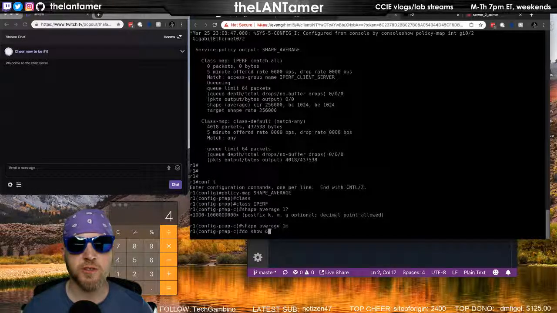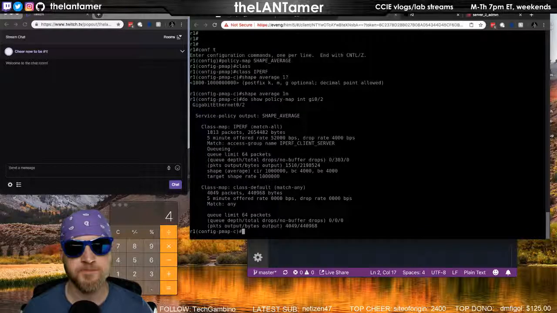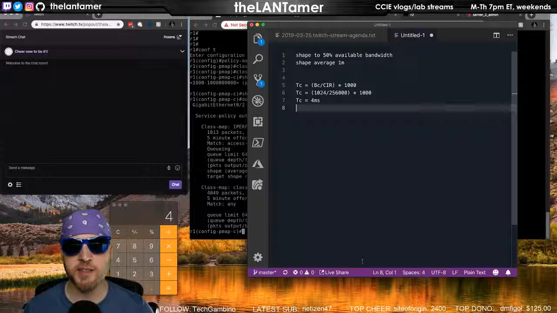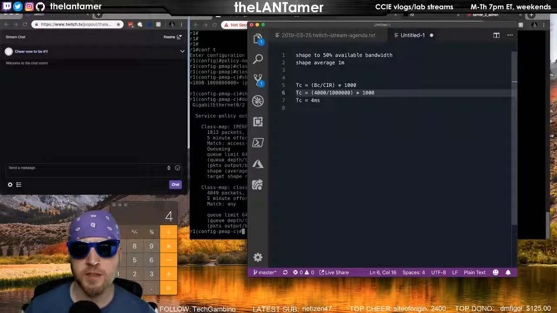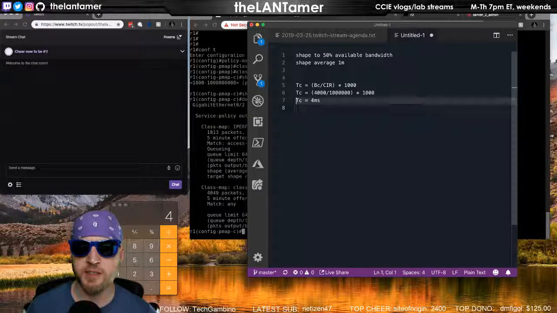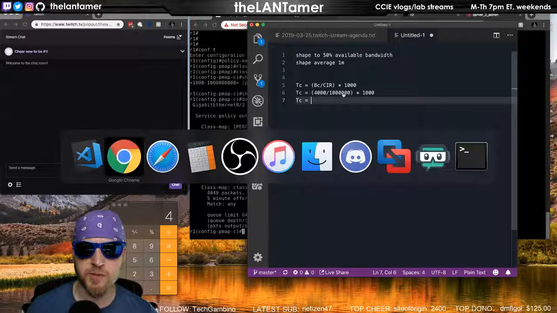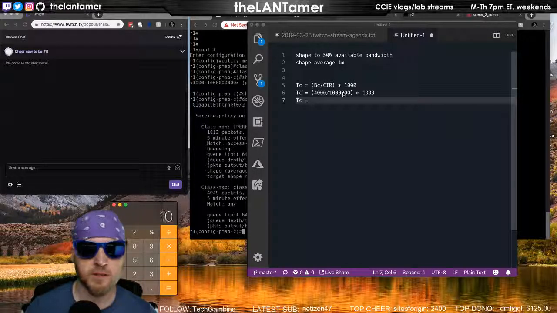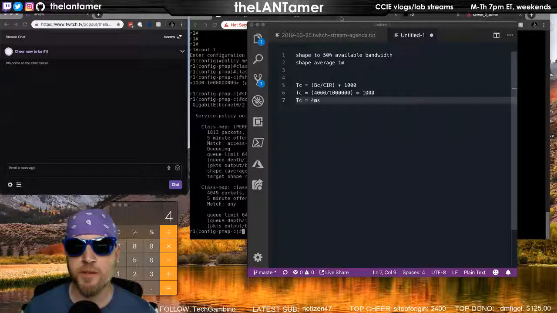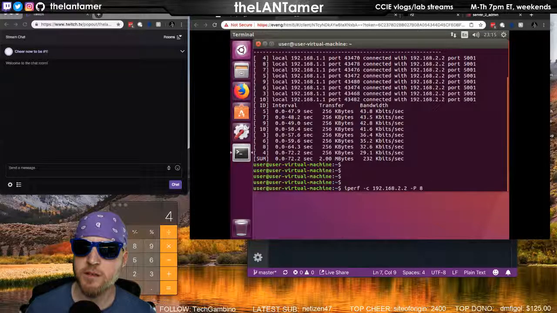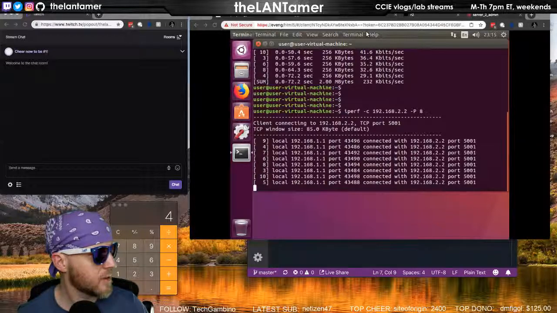Now let's do show policy map interface. Okay, BC is now 4,000. So let's find out what our TC is. In this case, it's going to be 4,000 divided by 1,000,000 times 1,000. Let's see what our TC is. I'll bet it's 4. Look, you can almost tell it's going to be 4 still. Yep, same. So it's still using 4 milliseconds. Now let's run our iPerf and see what we come back with.